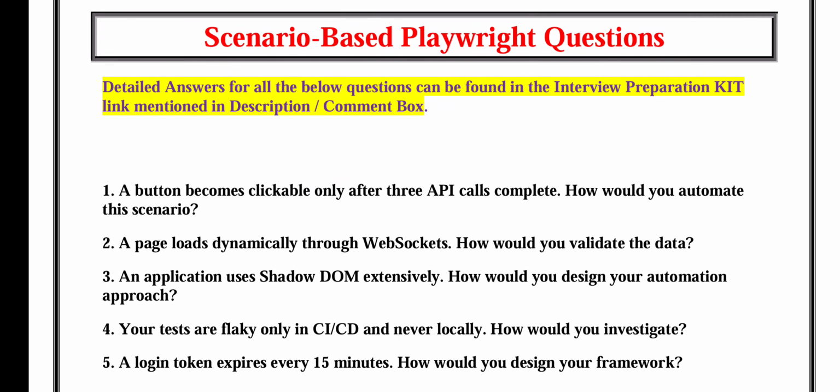So let's get started. A button becomes visible only after 3 API calls complete. How would you automate this scenario? A page loads dynamically through WebSockets. How would you validate the data? An application uses Shadow DOM extensively. How would you design your automation approach?